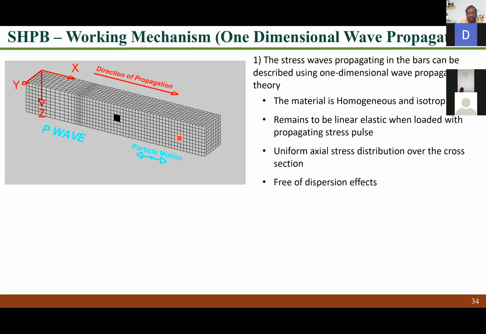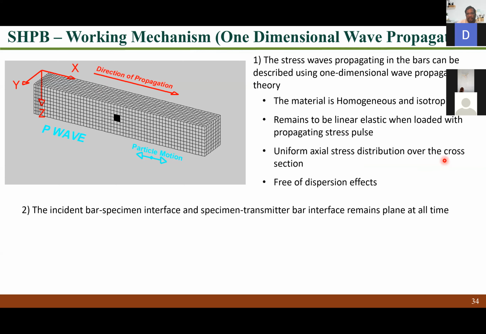Compared to the strength of the specimen, the strength of the bar is going to be 20-30 times larger than the specimen strength. And the bars are assumed to remain elastic while the stress pulse is propagating. We also need to ensure uniform axial distribution, and the inertia effects also need to be reduced. And the incident bar-specimen interface and the specimen-transmitter bar interface have to remain plane. That means they have to remain straight or flat all the time.